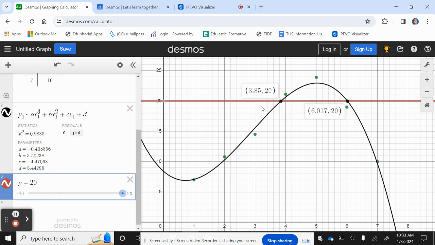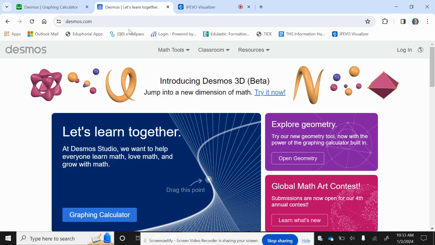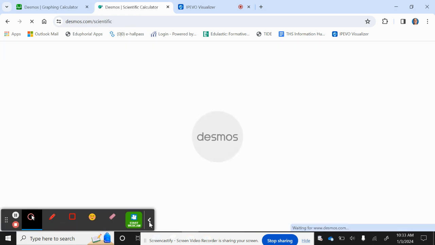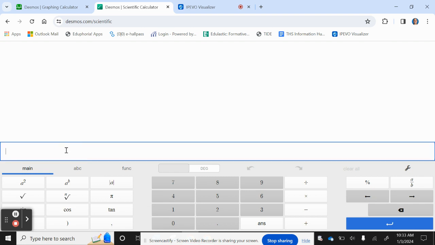Now, that's 3.85, so it's 3 o'clock, but for 0.85, we need to find out the minutes. So we're going to go to Desmos. Let's go to Scientific Calculator. And we need to multiply 60 times 0.85. So we can see that that's 3:51 p.m.